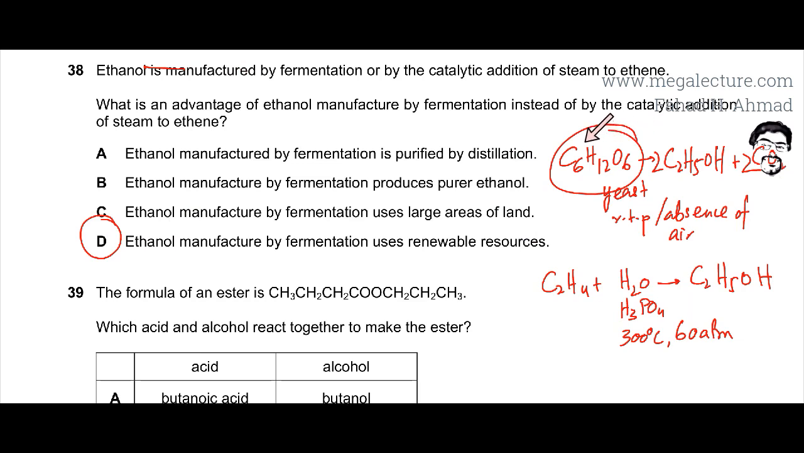So it's a renewable source. You can always grow plants. So this is going to be renewable resources. That's correct. The other one is non-renewable, because you get ethene from crude oil, which you only have a limited supply of.